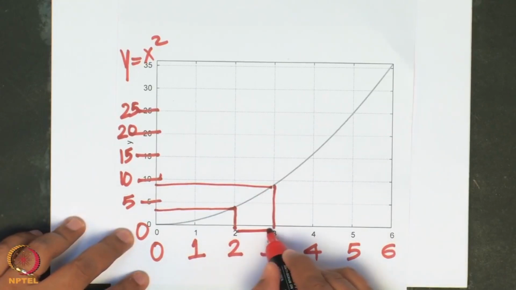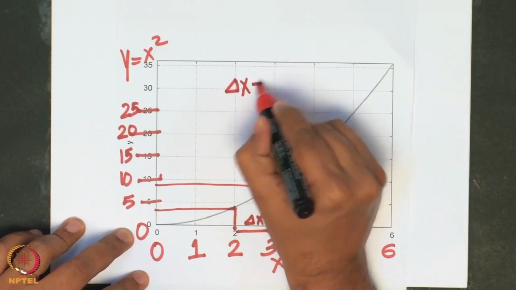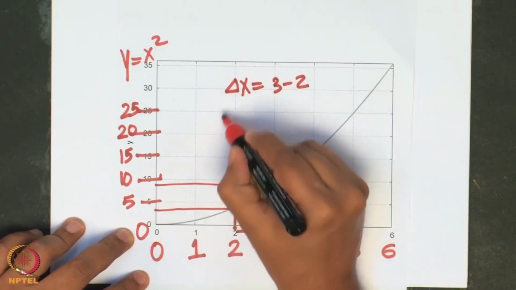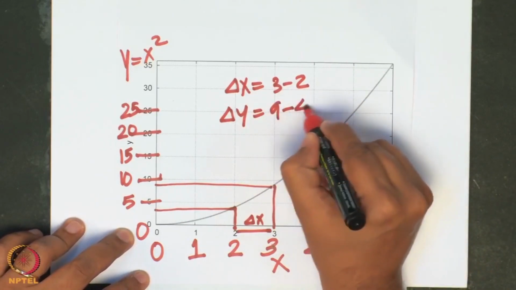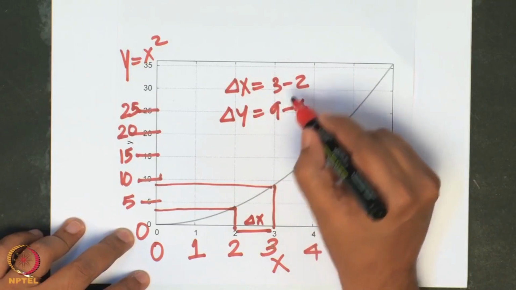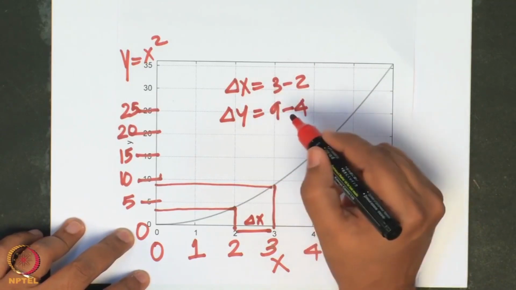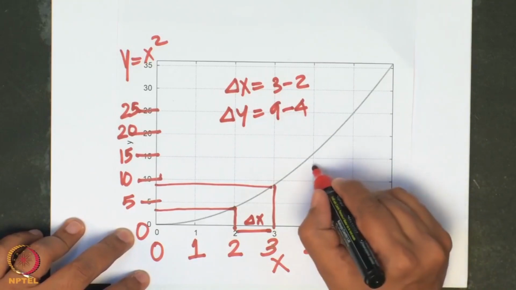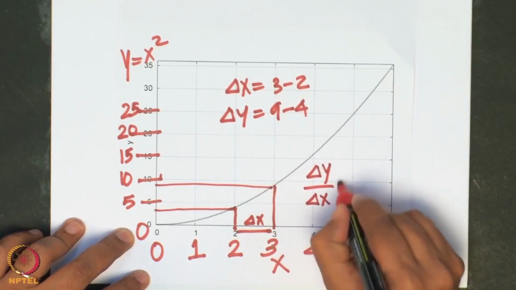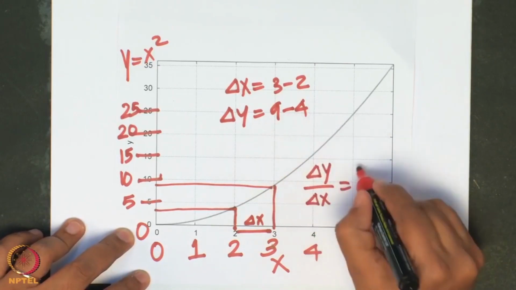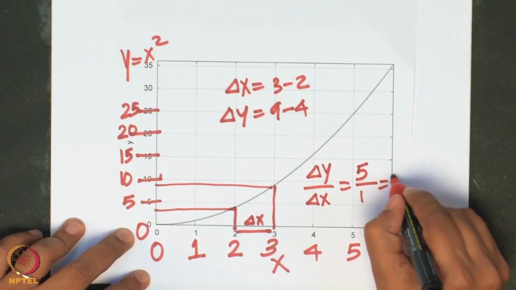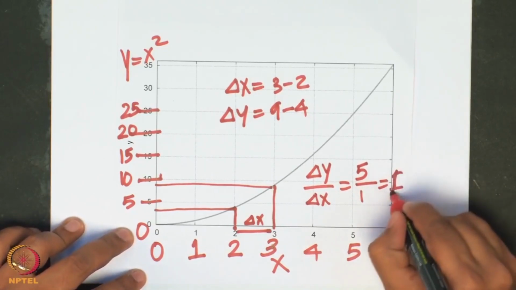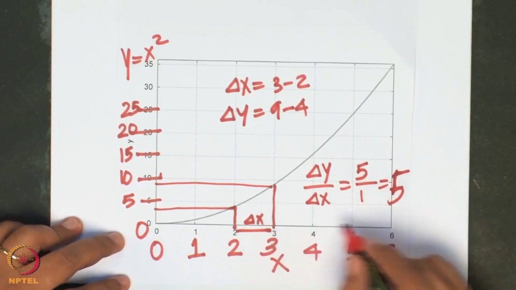So, this is delta x, which is 3 minus 2, and delta y is 3 square minus 2 square, which is 9 minus 4. So, 3 square is 9, 2 square is 4. This is delta y, and delta y by delta x is 9 minus 4, which is 5, divided by 3 minus 2, which is 1. You will get 5 as the answer.